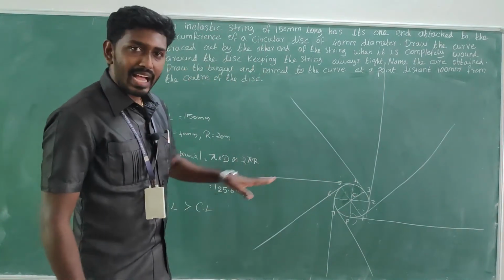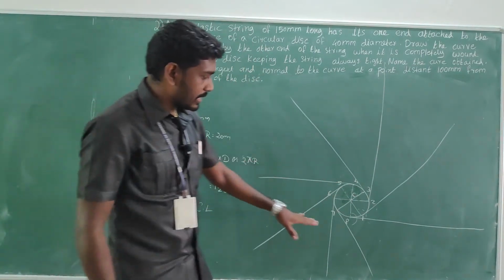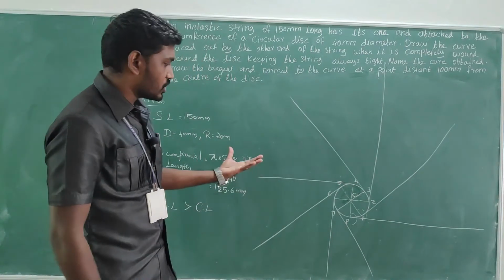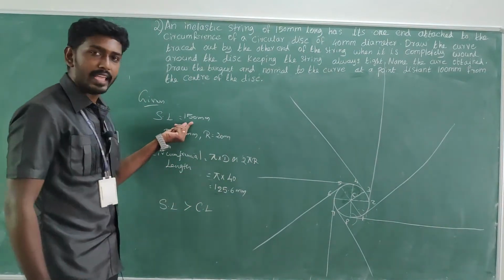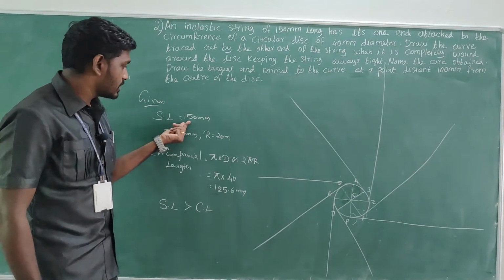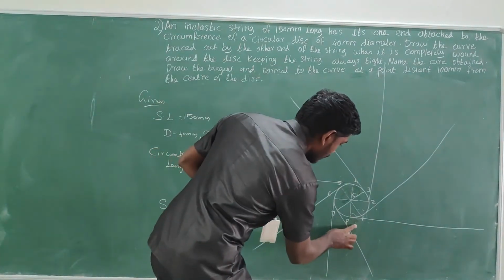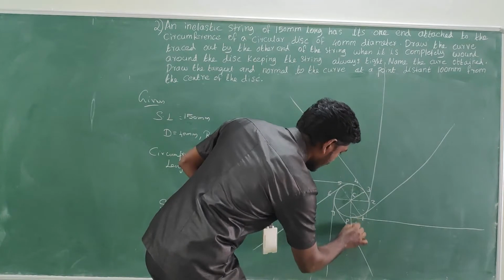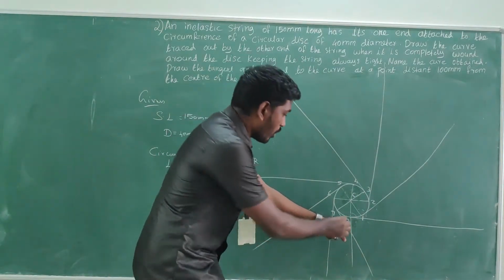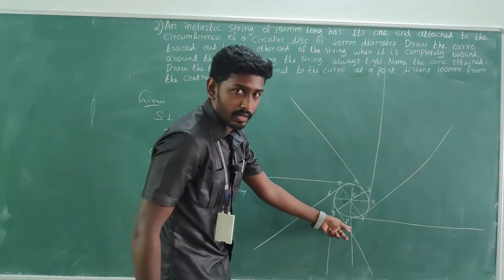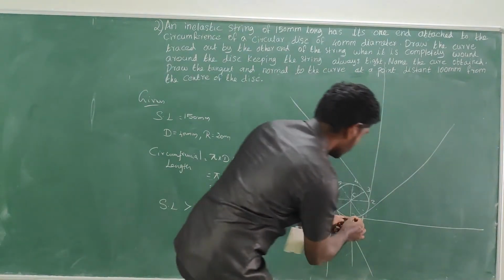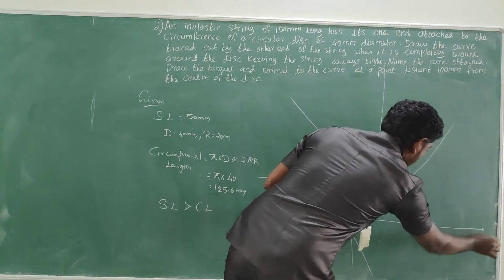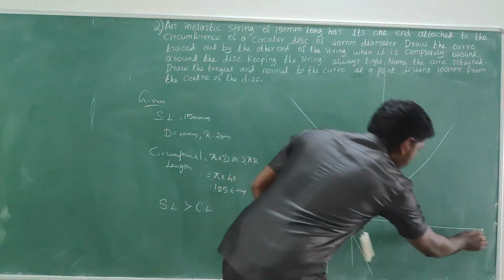Fine. After completing these tangent lines, we must take the string length. What is the string length here? 150 mm. This 150 mm line should be captured on the 8th tangential point. So take the measurement, and you get 150 mm like this.